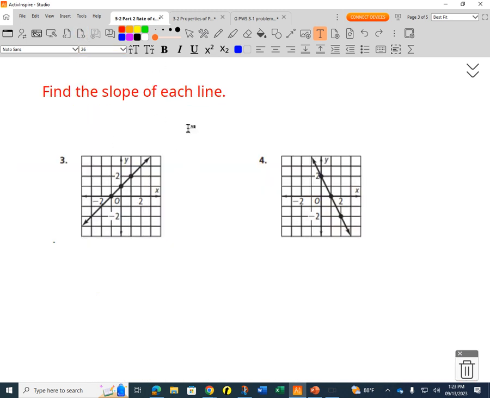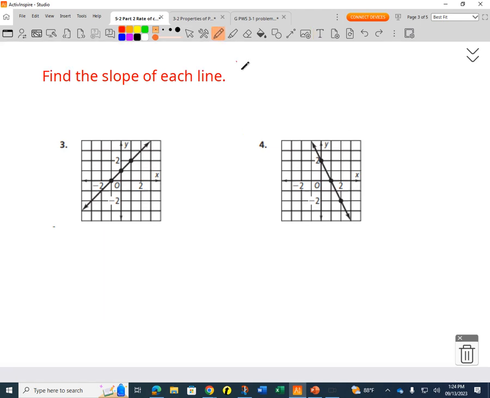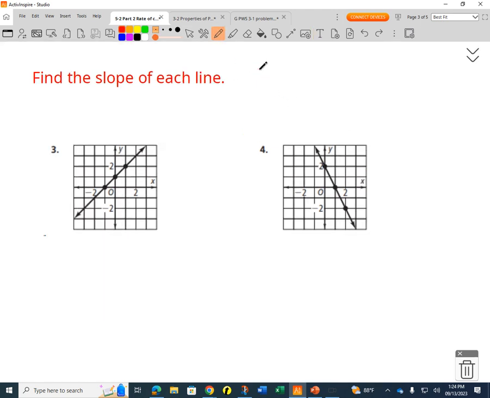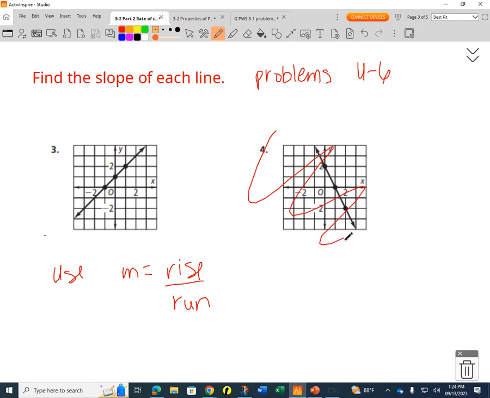Alright, so for finding the slope of each line, this is like your problems 4 through 6. So we just talked about problems 1 through 3. 4 through 6 are going to give you a line. My lines have points on it, yours don't, but you can pick any points that you want. So remember, this is where you're going to use rise over run. So we're going to use m equals rise over run, and we're going to count from one point to the next. We're only going to do one of these.